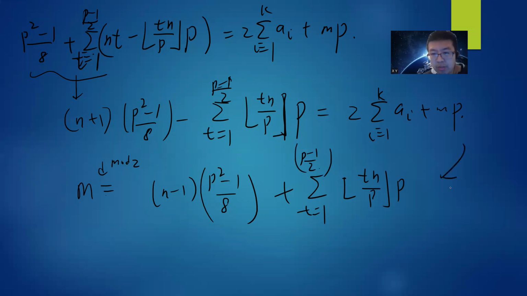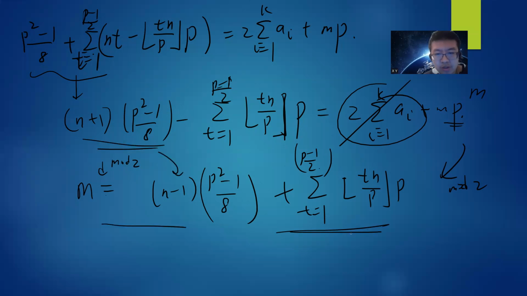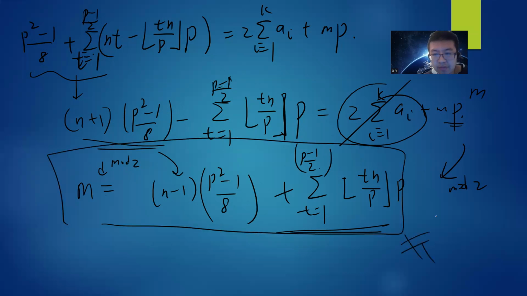Okay, so just mod 2. So mod 2, this guy died, and then this guy becomes m, and then this minus can be plus, and then this one is just this. Sorry, and the p we can just neglect, right? Because p is odd. Okay, so that finishes the proof.